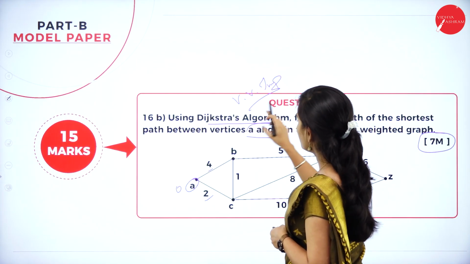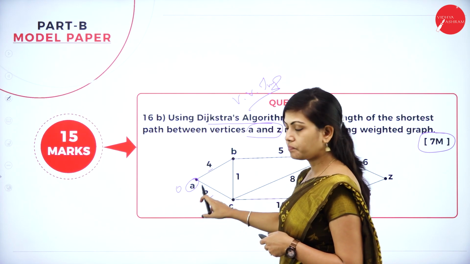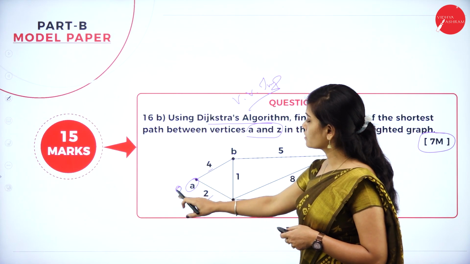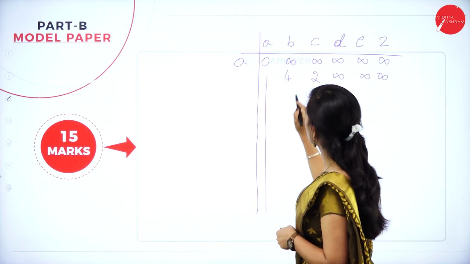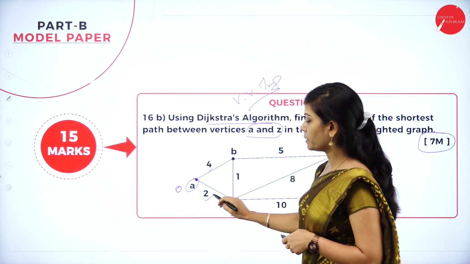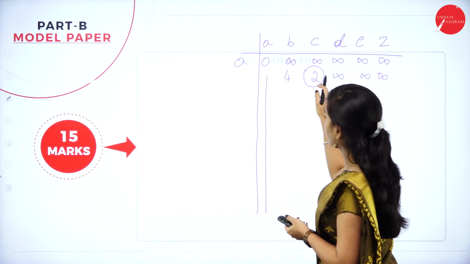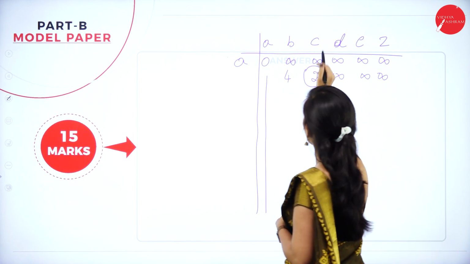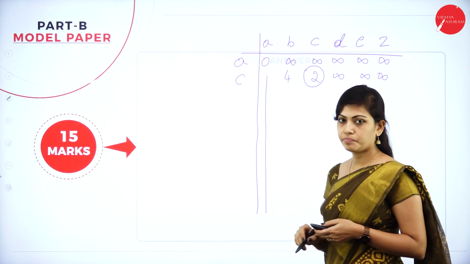I'll repeat. The source value is A. The path starts from the initial value, that is 0. A to B, 0 plus 4 is 4. A to C, 0 plus 2 is 2. So the least value is 2. Between 4 and 2, the least value is 2. So I'll take the path C.